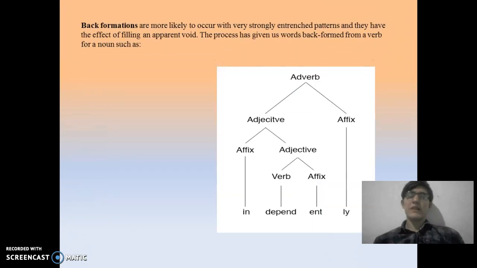Back formations are more likely to occur with very strongly intrusive patterns, and they have the effect of filling up an apparent void. The process has given us back formations from verbs for nouns.